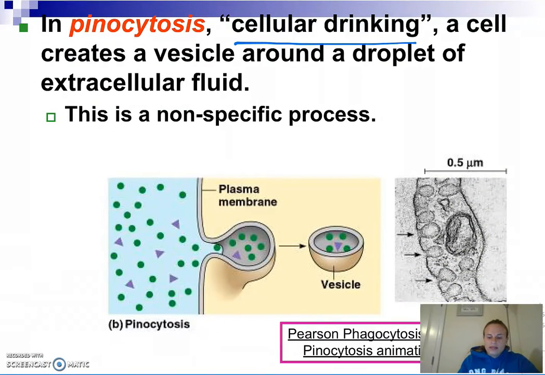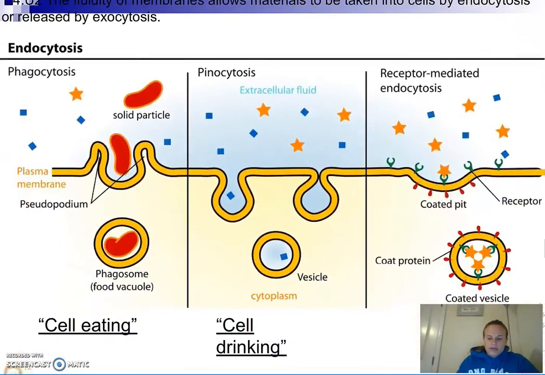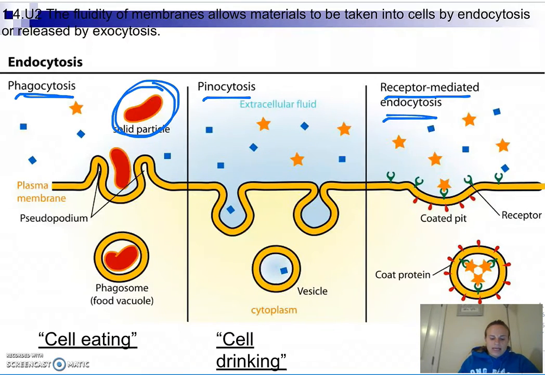Pinocytosis is also known as cellular drinking, where a cell creates a vesicle, but this time it's around something such as a drop of extracellular fluid. So let's compare and contrast these three types of bulk transport. Endocytosis includes phagocytosis, pinocytosis, and we haven't gotten to it yet, but includes receptor-mediated endocytosis. So here's phagocytosis. I am eating by taking in a solid particle. Pinocytosis, I'm drinking by taking in some sort of fluid.